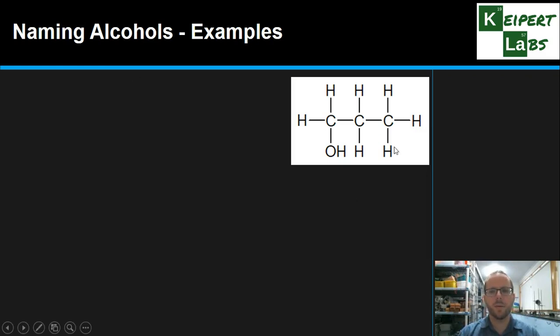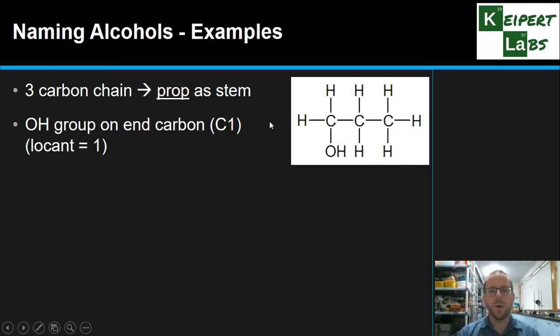We've got this compound. It's got 3 carbons, it's got an OH group over here. So 3 carbons, so we're going to use prop as our stem. If this were an alkane, it would be propane. We've got an OH group that's on the end carbon, or carbon number 1, so it's going to have a locant of 1. So then what we do is we write, it would be propane, we drop the E, we put ol, but we put the locant of 1 directly next to the ol to show that that's where the OH group is attached. Now, it looks a little clunky in some respects.